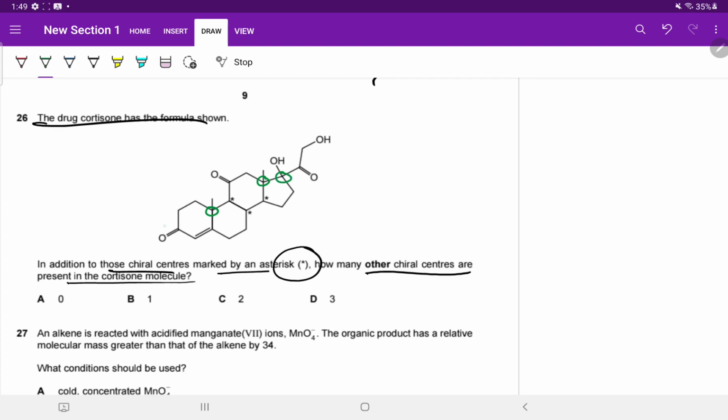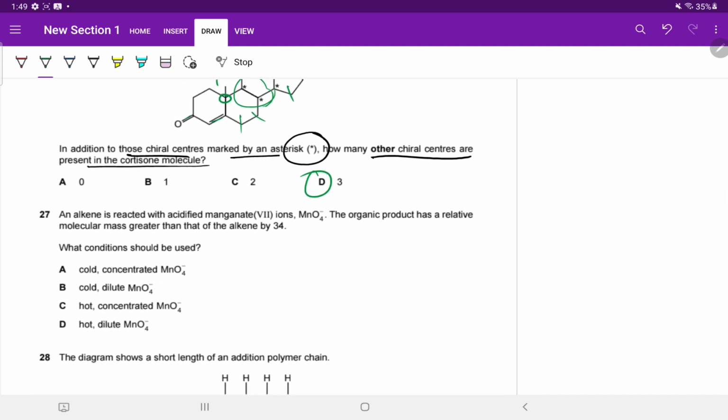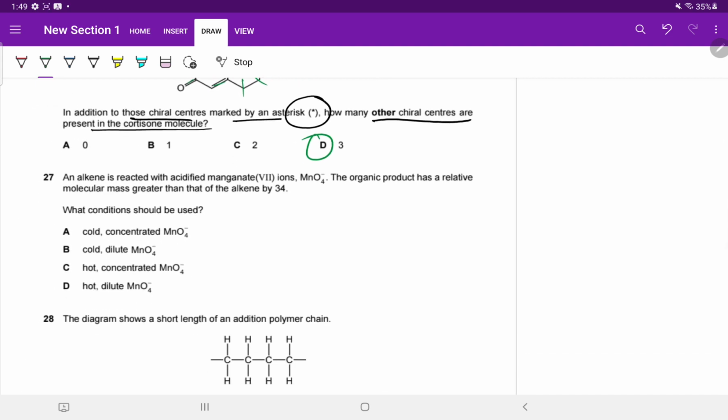So we cannot see any other chiral center over here. Here there is a double bond, double bond, double bond. There are 2 hydrogens over here, double bond, 2 hydrogens, 2 hydrogens. These ones are already marked. So 2 hydrogens, 2 hydrogens. So no other chiral centers. So we have 1, 2, and 3 other additional chiral centers. So D is our correct response.